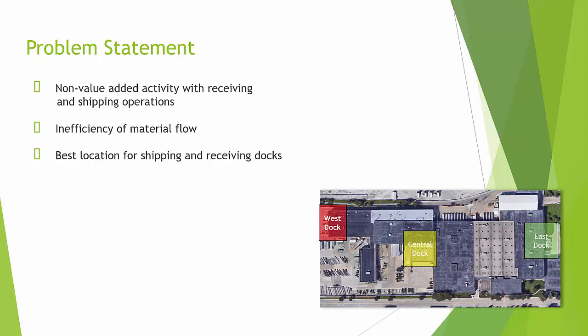Just a quick view of the current state. There was a lot of non-value added activity with the receiving and shipping operations, as well as inefficiencies of material flow. Most part materials flow through the west dock and are transported via forklift to various cells throughout the facility, and an operator knows where to locate this material from move tickets. We noticed that there's a lot of transportation from the west dock to cells more to the east side. So our goal was to figure out the best and most efficient way for forklift utilization.